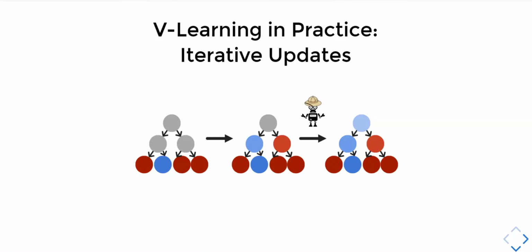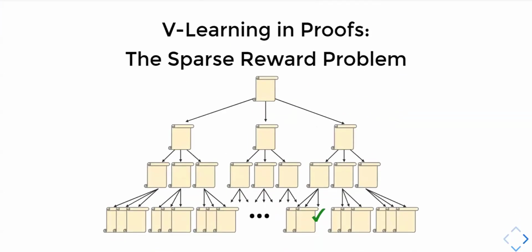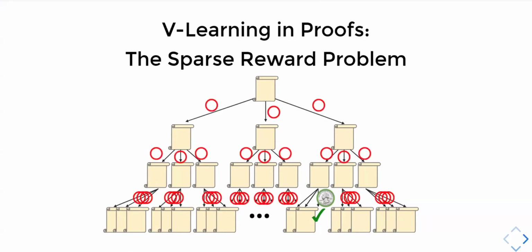But to do that, we need rewards, right? And the problem with the proof space is that there's only one meaningful objective, and that's finishing the proof, getting QED. So we could give that a reward, but we'd still have all these other transitions that don't have rewards. And so it's really hard for our agent to learn to navigate this space with no signal for most of the time.